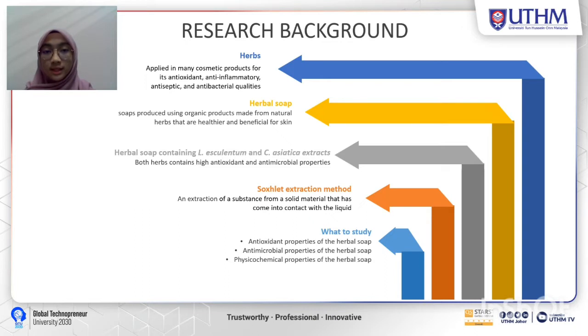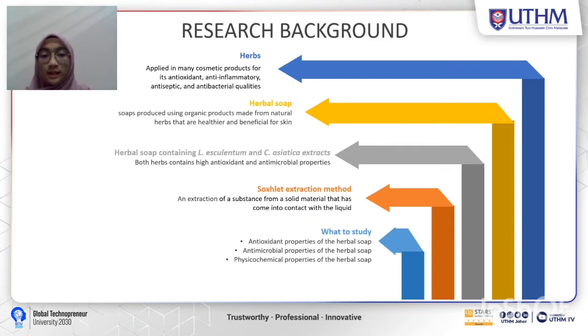The next point is herbal soaps. Herbal soap is one of the applications of herbs in cosmetic products. They are produced by using organic products made from natural herbs that are healthier and much more beneficial for the skin.